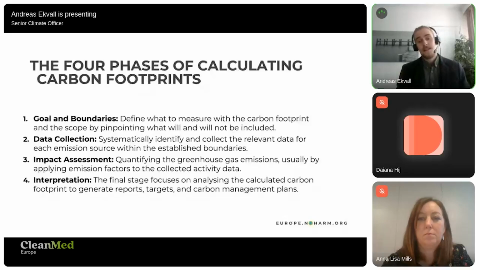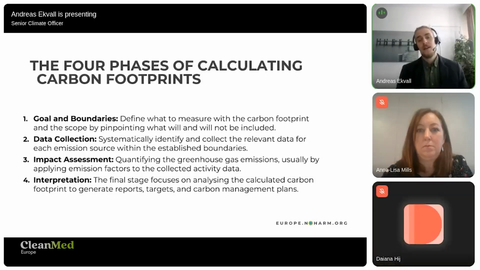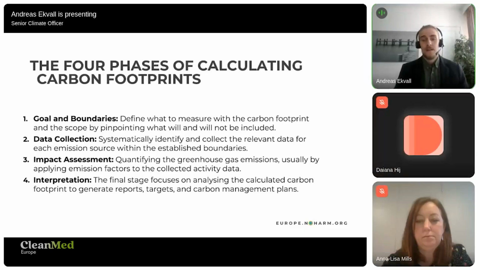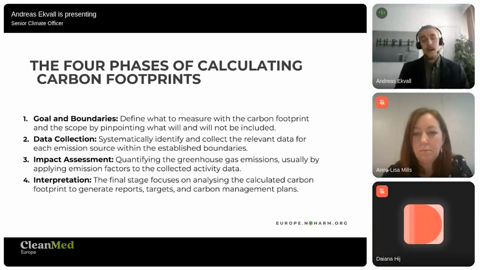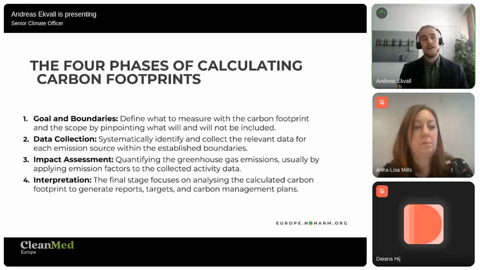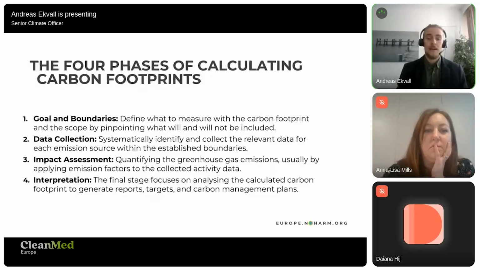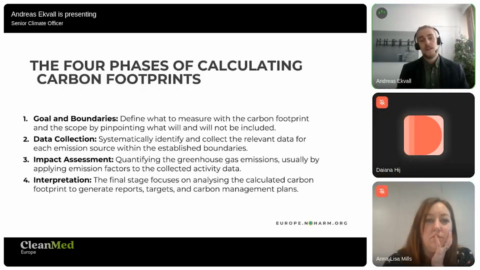The second phase is data collection. This involves systematically identifying and collecting the relevant data sources for each emission source that falls within your defined boundary. The third phase is impact assessment. This is where we calculate the greenhouse gas emissions related to our goal. And the final phase is interpretation. This is where we analyze the results of the impact assessment to generate reports, mitigation targets, and carbon management plans. Today, we are focusing on the first 3 phases.